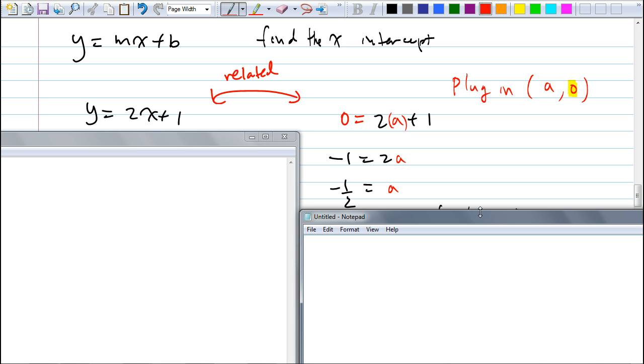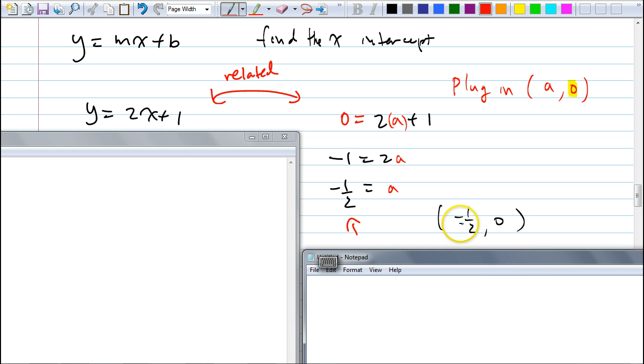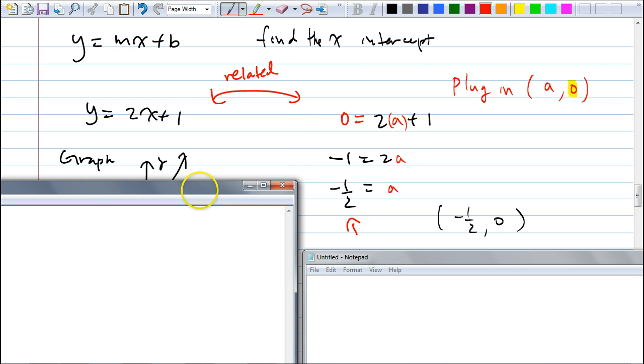Negative 1 over 2. The line goes through the x-axis at negative half, right? As an ordered pair, it will be negative half comma 0, right? That's why we plug in y equals 0. You guys remember finding the x-intercept? It's simply a comma 0. For the x-intercept it is a comma 0, and the y-intercept is 0 comma b. You guys remember that? So the picture, if you were to graph it, there you go.